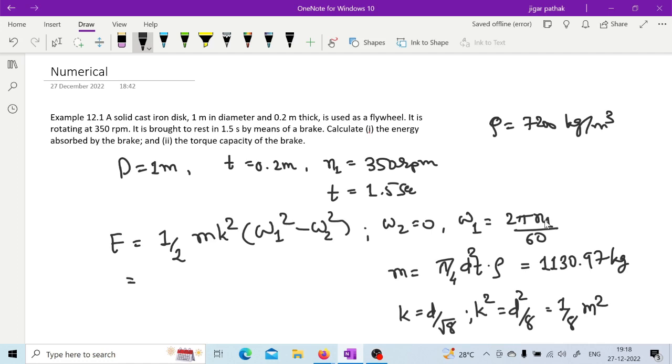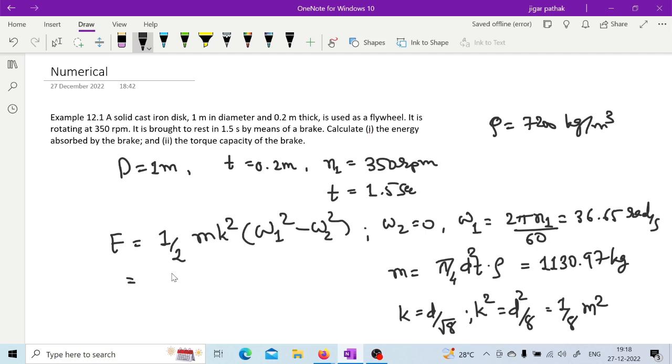95,033. Energy is coming 95 kilojoules, sir. Okay, but you should go by joule only. First tell me what is this omega 1? 2 pi n1 by 60. 36.65. Okay, 36.65 radian per second. Yes, sir. Correct.